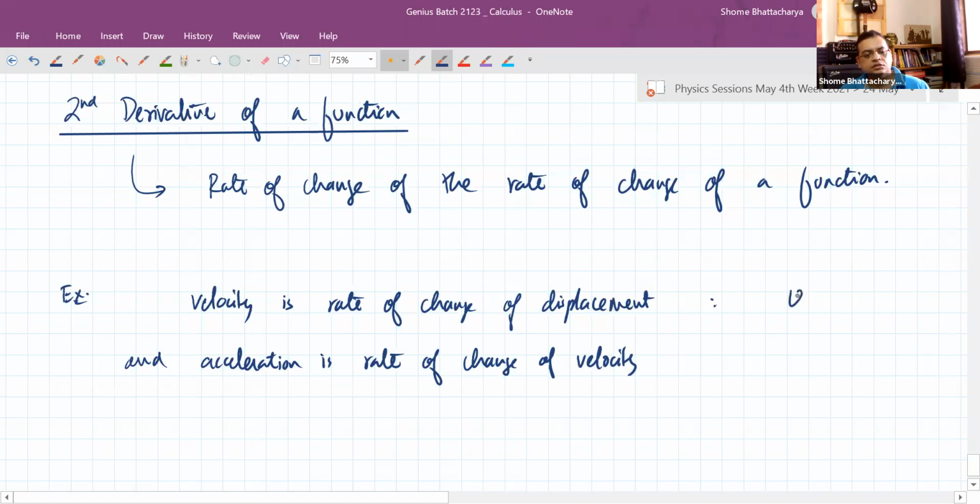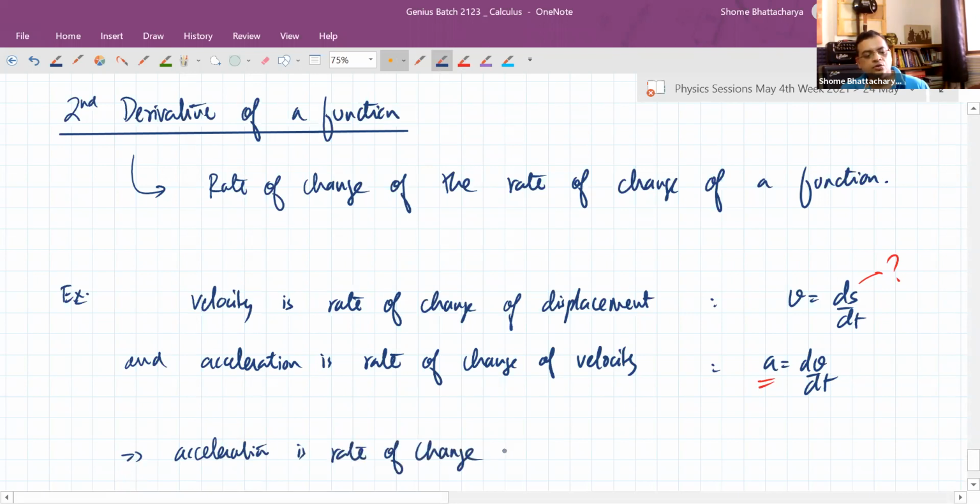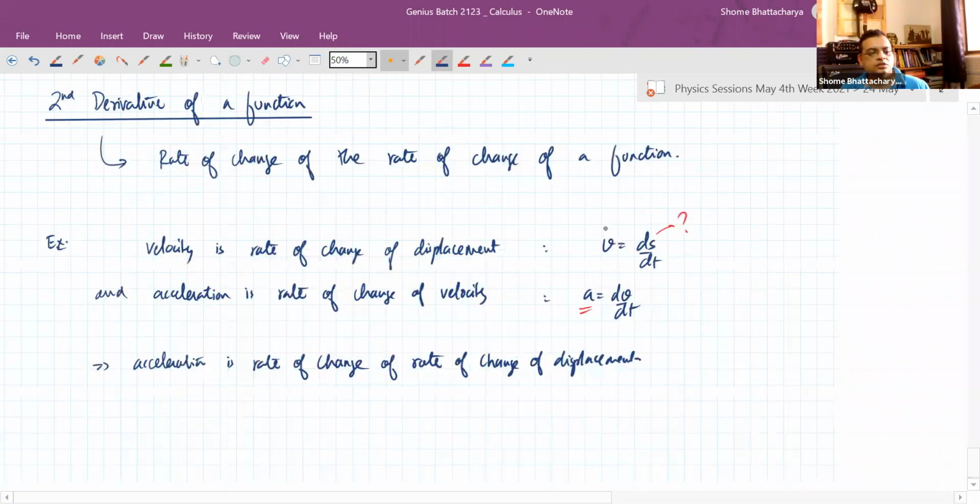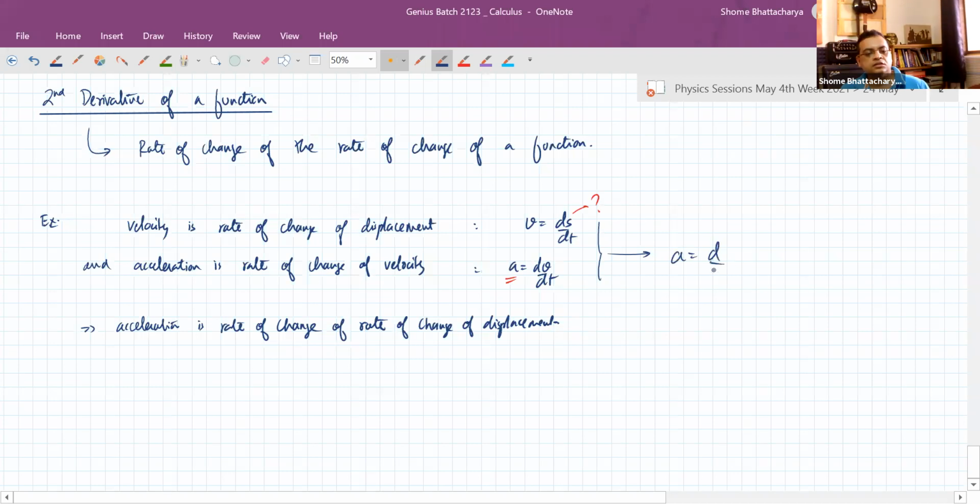So if we put this in maths language, this is this and this is this. Now if we try to connect this variable with this variable s, what is the relationship we'll get? Acceleration is the rate of change of velocity. So that is what? Rate of change of rate of change of displacement. So further, if we connect these two now, we will say that a is the rate of change of v, which is a rate of change. So this operation is what is called the second derivative.